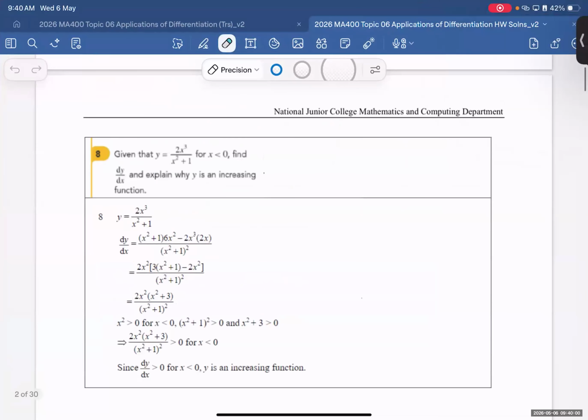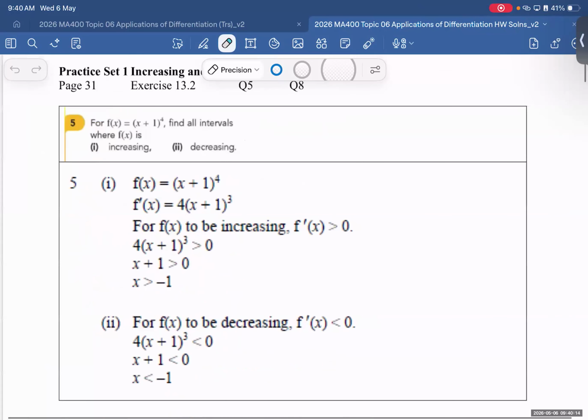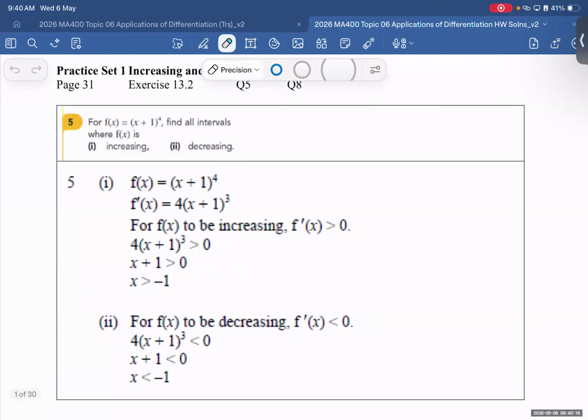Okay, so generally, if you look at topic 6, practice set 1, this is the subchapter on increasing and decreasing function. So if you look at this question, first one, 5 and 8 are quite easy. The only thing that I want to bring to your attention is you need to write this down. For f(x) to be increasing, f prime x has to be greater than 0.